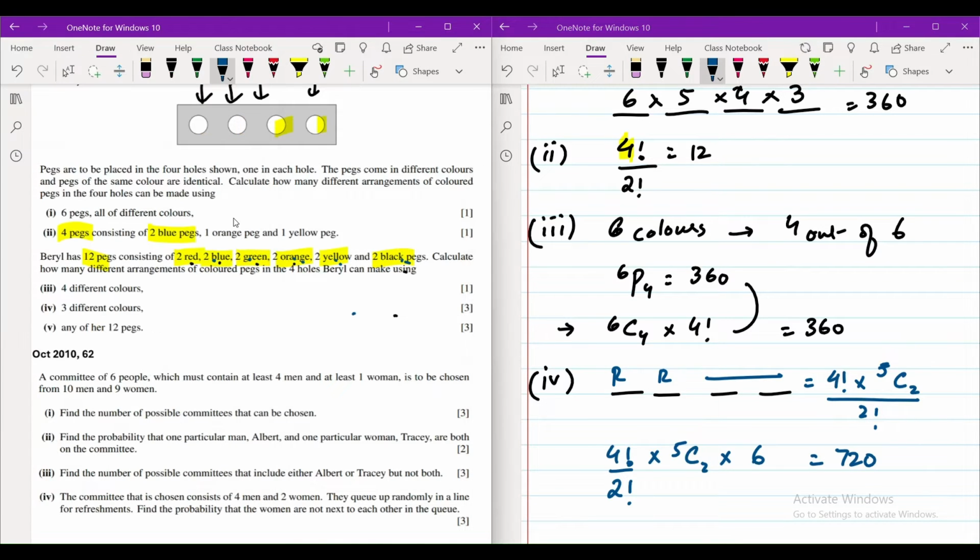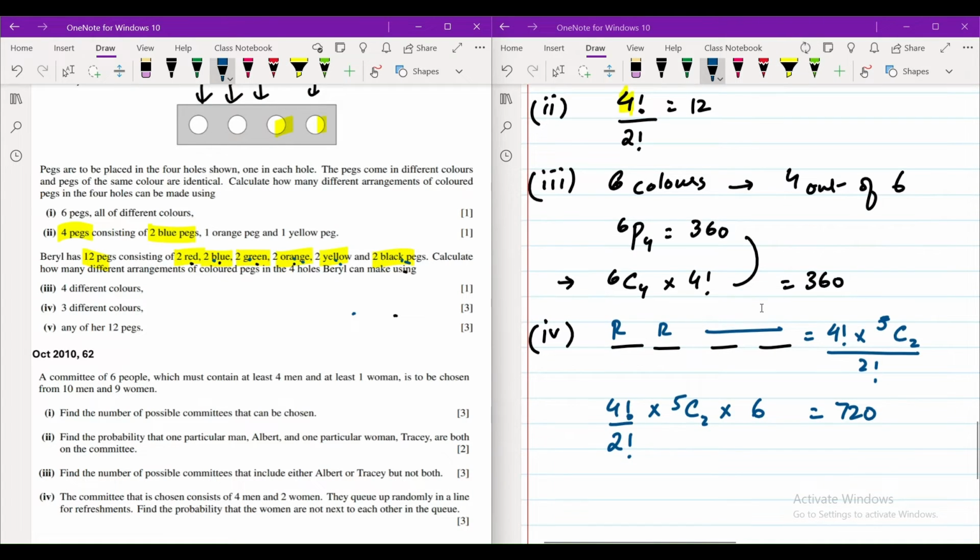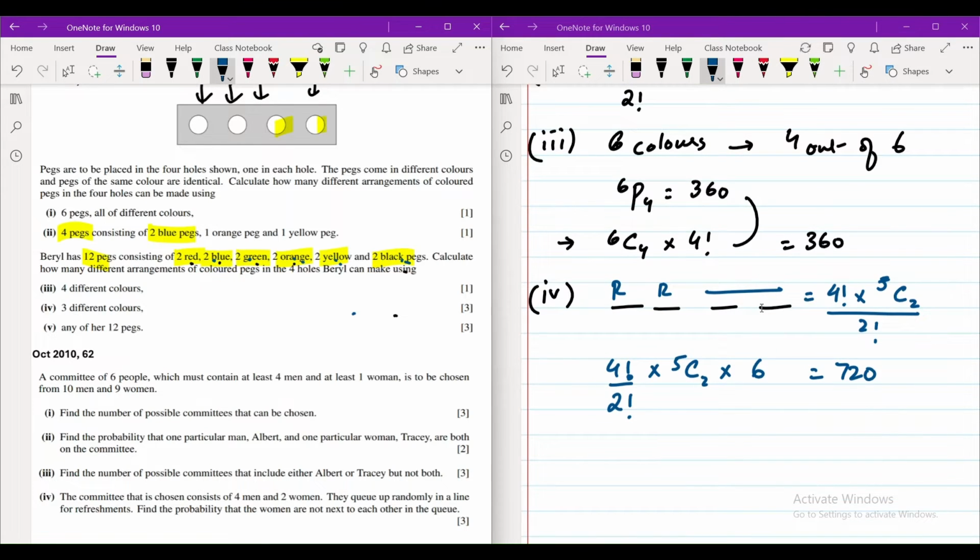Okay. All right. Any of her 12 pegs. Now we need to arrange 4 pegs, but from any one of those 12 pegs. Any of her 12 pegs. Now this means that we can have how many choices? We can have different colors also. We can have 3 different colors also.